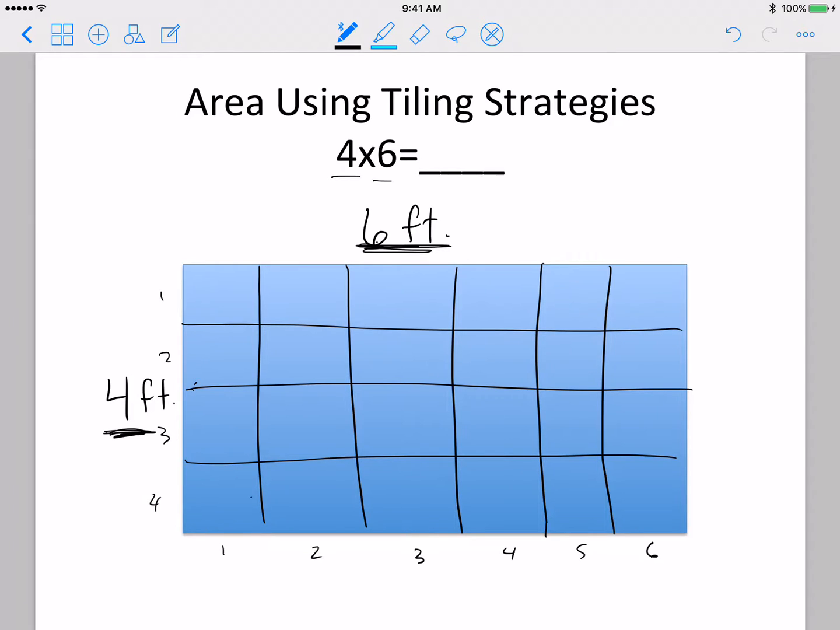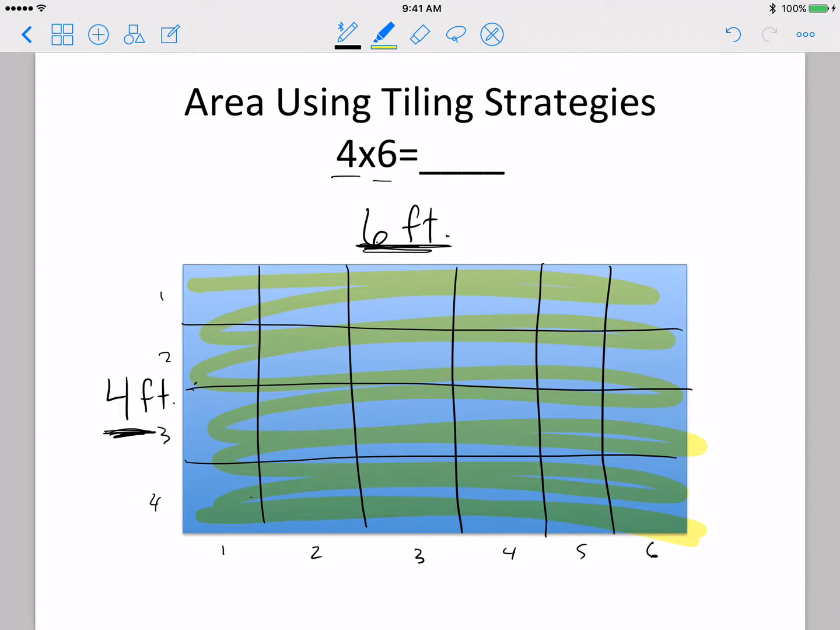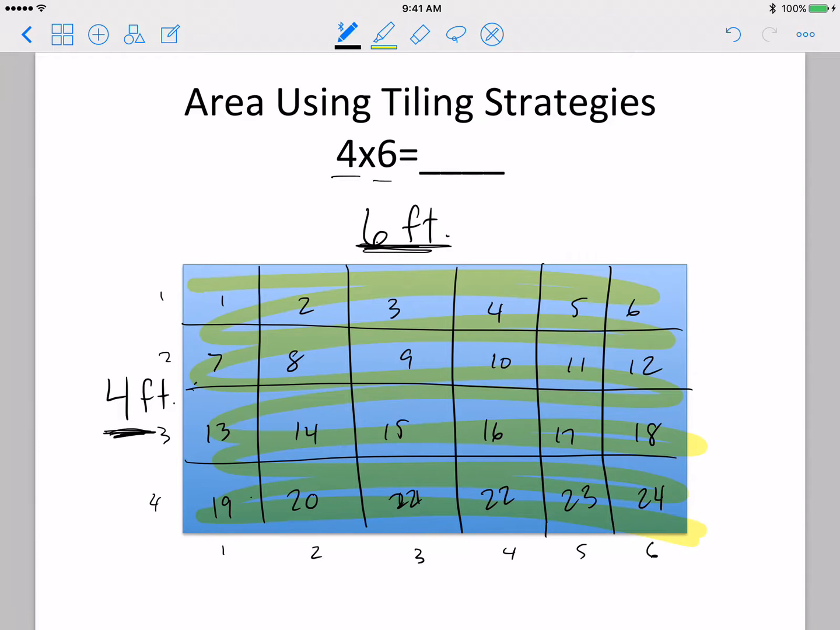So we're good. And like I said, now we have square units inside of our shape. We were measuring the square units inside of our shape. If we wanted to, we could count all of these up, and we could go 1, 2, 3, 4, 5, 6 square units, 7, 8, 9, 10, and so on, up to 22, 23, 24. So we know that the area of this figure is 24 square feet.